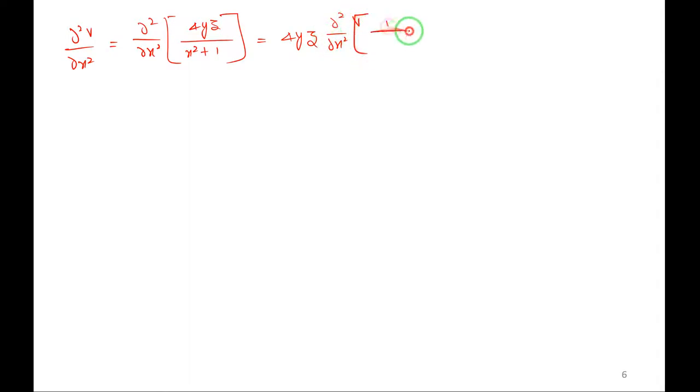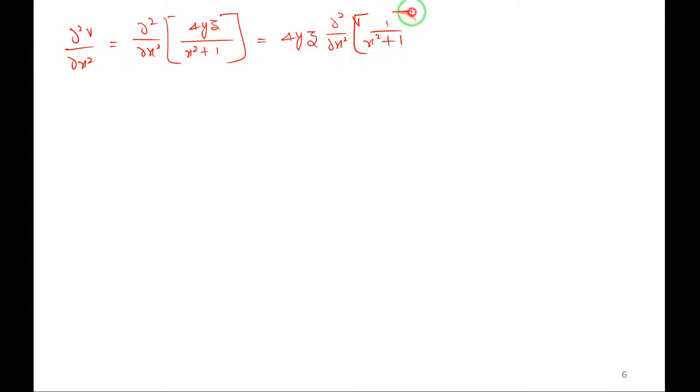So what is V? V is 4yz divided by x square plus 1. First we will differentiate with respect to x once, then we will differentiate with respect to x another time. Two times we have to differentiate with respect to x. 4yz is constant, so 4yz can be taken out. The remaining is dou square by dou x square of 1 by x square plus 1.